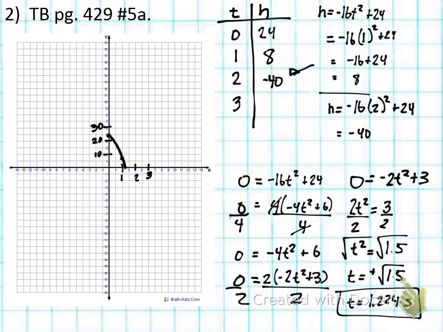So, how many seconds pass by until the squirrel's acorn falls to the ground? 1.224, right? That's where that point is. That was our solution. Okay? Right there.